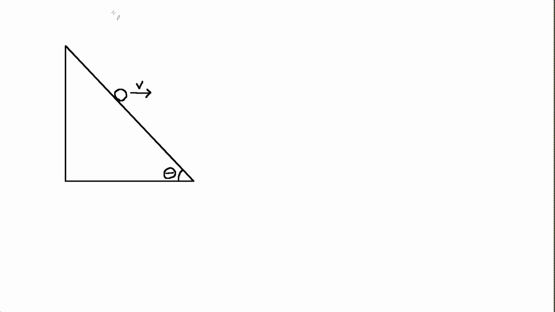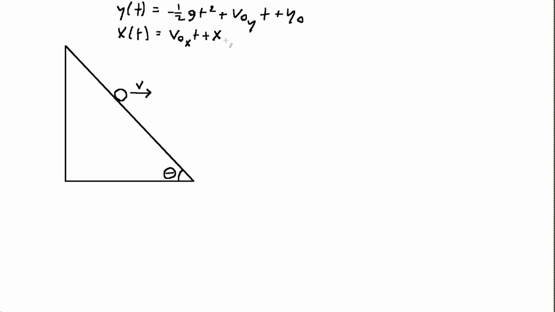When solving word problems like this one, it's often a good idea to put the problem in terms of equations. So let's start by doing that with our kinematics equations, or our projectile motion equations. Remember that the y position is always equal to negative 1/2 g times the time squared plus the initial velocity in the y direction times time plus the initial y position. And much more simply, the x position over time is equal to the initial velocity in the x direction times time plus the initial x position.